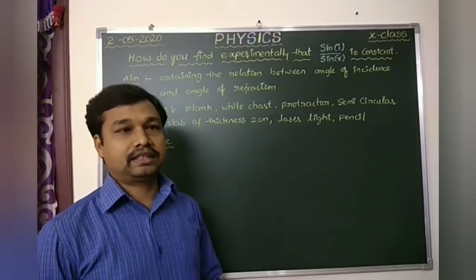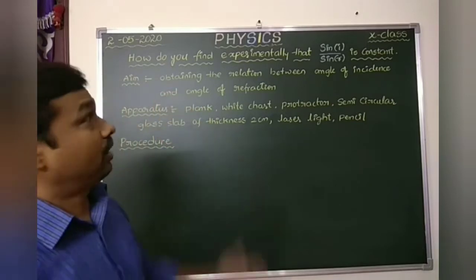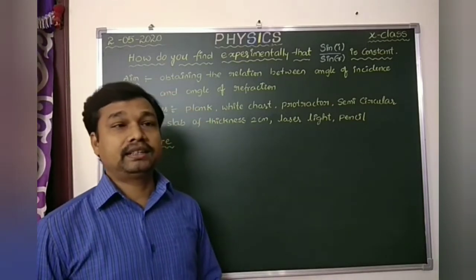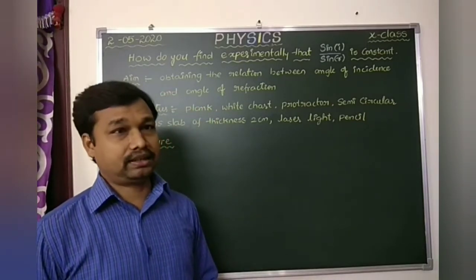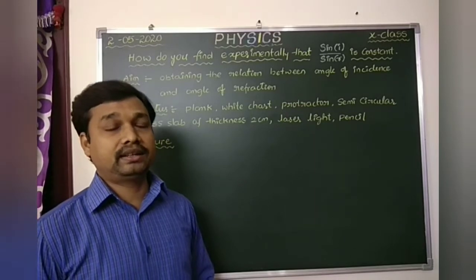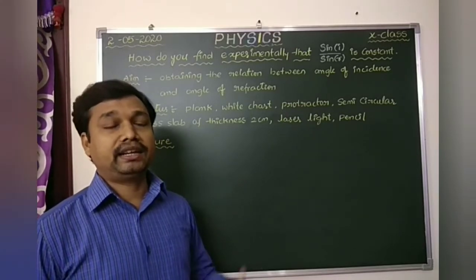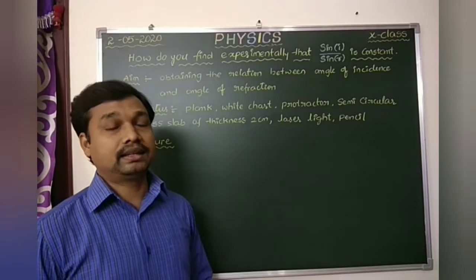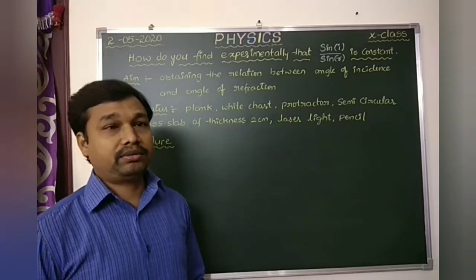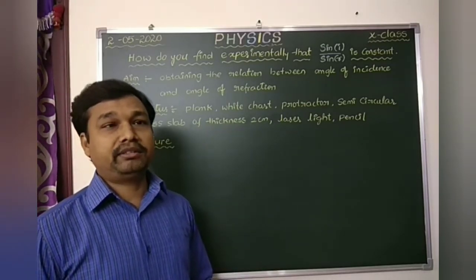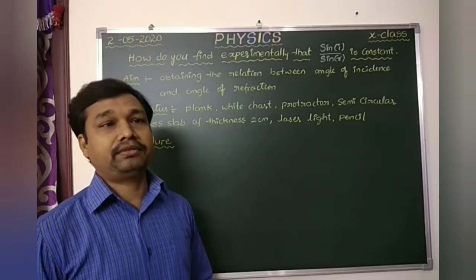Today we are going to discuss one more new topic: how do you find experimentally that sin A by sin R is constant? This question can also be taken as: what is the relation between sin A and sin R, or as one more type of question, what is the relation between angle of incidence and angle of refraction?